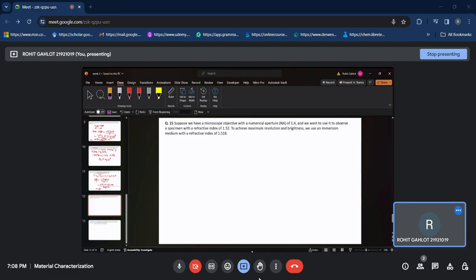Okay. Suppose we have a microscope objective with a numerical aperture of 1.4, and we want to use it to observe a specimen with a refractive index of 1.52. To achieve maximum resolution and brightness, we use an immersion medium with a refractive index of 1.158.